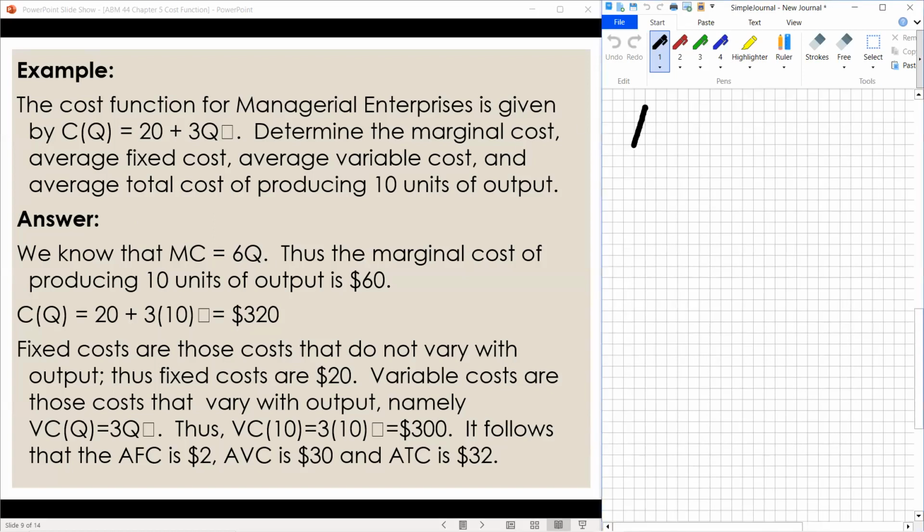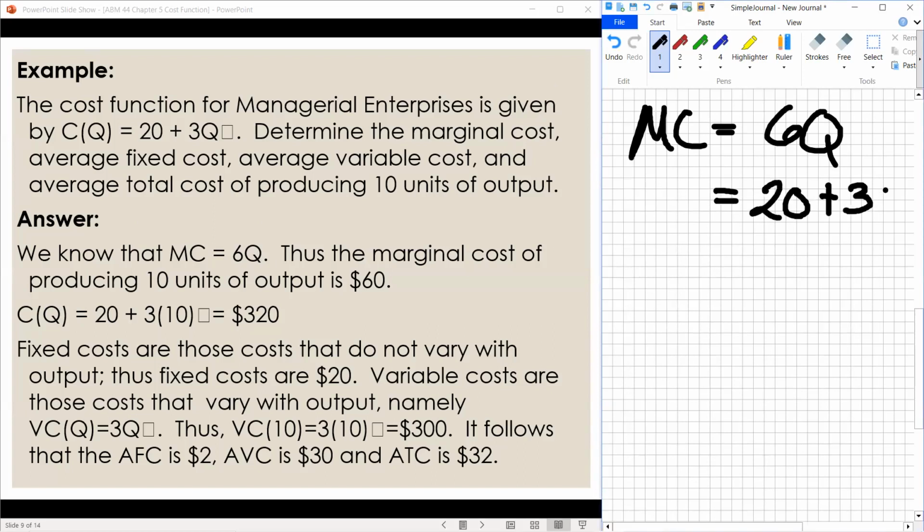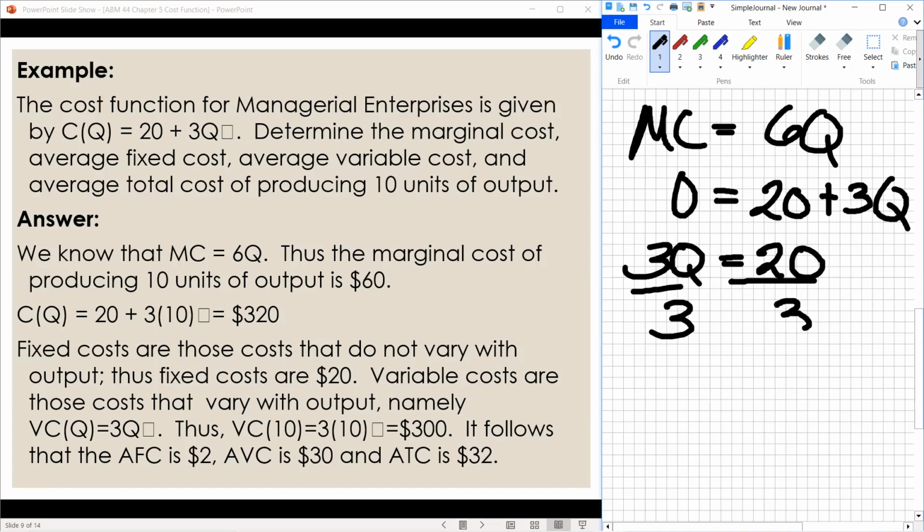This is another formula. So MC is equals to 6Q. So that means we have 20 plus 3Q. We need to look for MC. So let's try to look for Q here. So we need to divide. I hope you follow. So this is actually 6 or 7, 6.66. So 20 divided by 3, it's 6. That's why we have an MC of 6Q here.